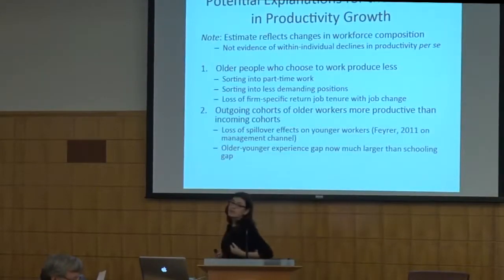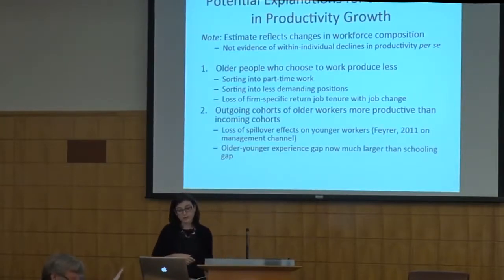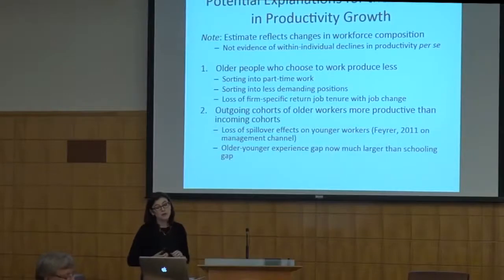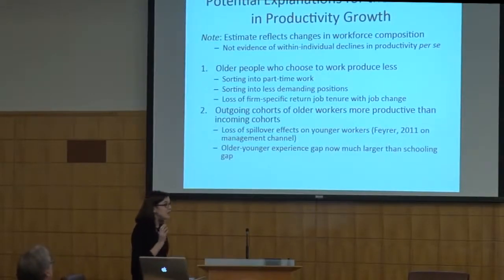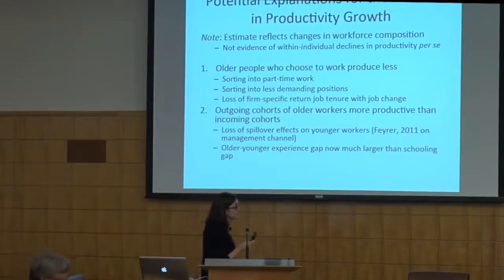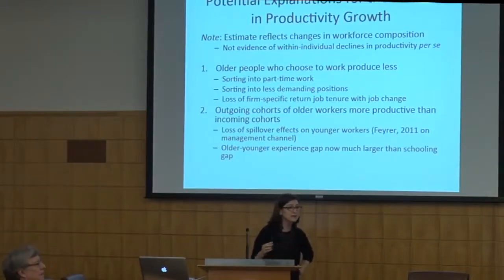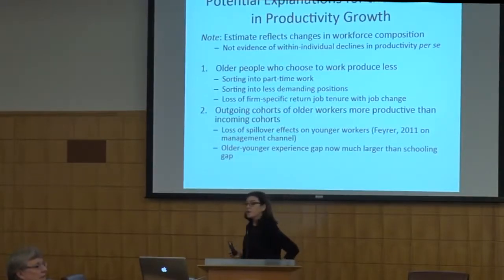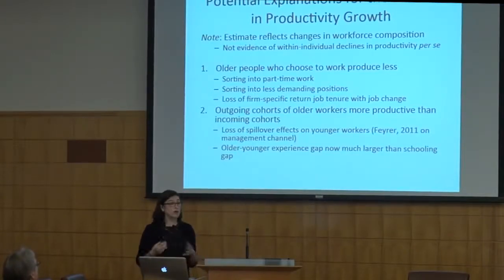So, potential explanations for this decline in productivity growth, a slowing in productivity. The first thing to recognize is that the estimate reflects changes in the composition of the workforce. It's not necessarily evidence of within-individual declines in productivity per se. It doesn't say anything about that at all. The potential explanations are many, and here are two.